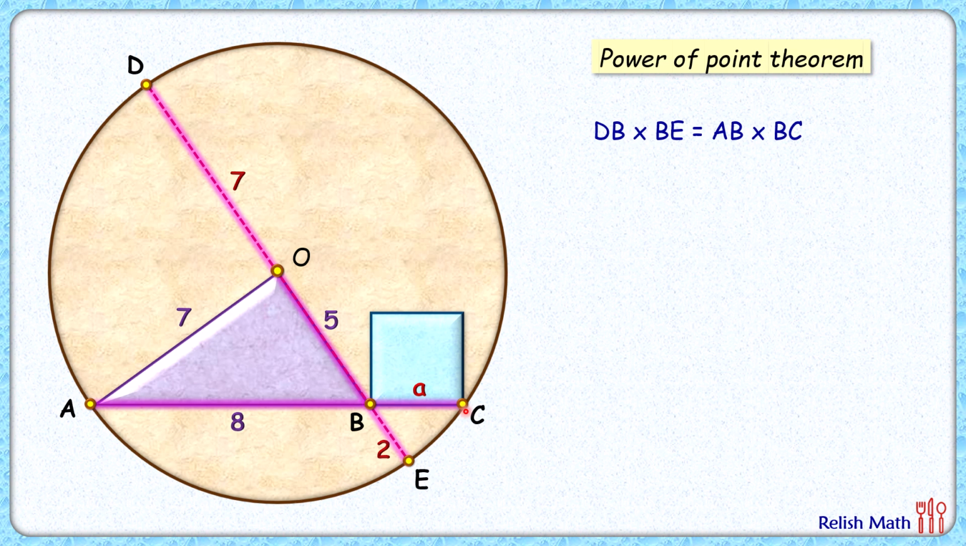length. Putting the values here, DB length is 12, BE is 2, AB length is 8 and BC is what we have to find. So simplifying it, we'll get a is 24 by 8 or 3 centimeters. And the area of the square will be 3 squared or 9 centimeter square, and that's our answer.